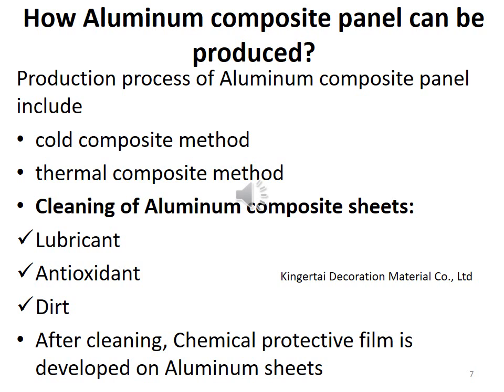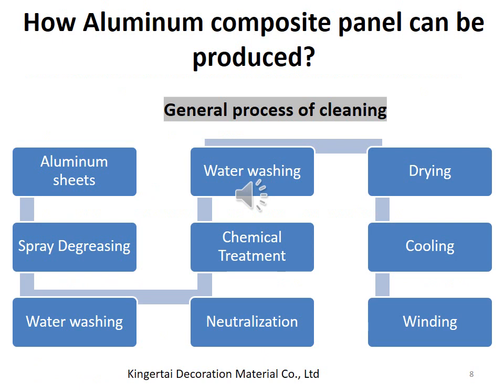After cleaning, some chemical treatment of the aluminum coil is done and a dense chemical protective film is formed on the surface. This chemical film can improve the oxidation resistance and prolong the life of the aluminum coil by applying some paint film on the aluminum sheet. This is a general process of cleaning the aluminum coil, aluminum sheets.